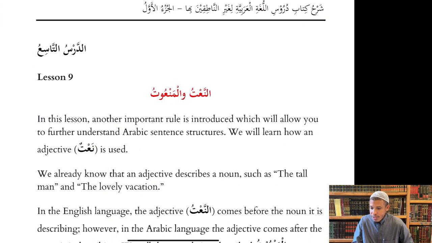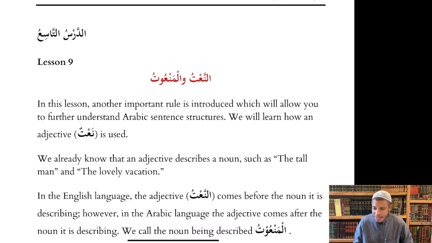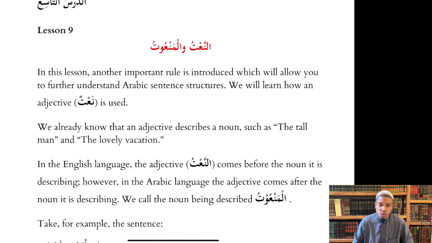So as you see here, we have الدرس التاسع, lesson 9. And in lesson 9, بإذن الله تعالى, we're going to start with speaking about what is known as النعت والمنعوت. In this lesson, another important rule is introduced, which will allow you to further understand sentence structure in the Arabic language. And we will learn how the na'at is used in Arabic.